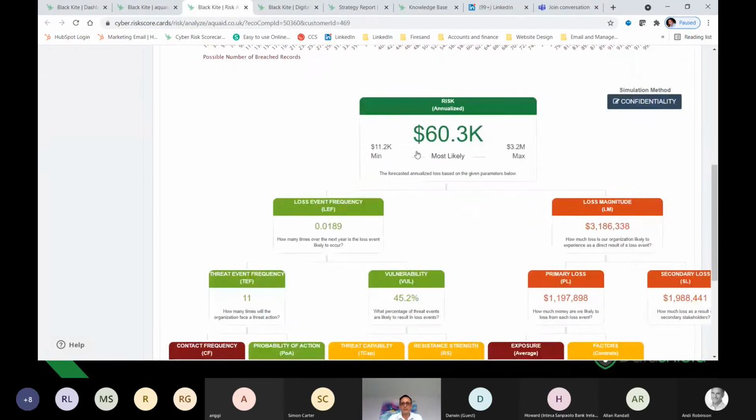And for this organization, it's saying they have a 60,000 potential annualized risk is most likely, but their maximum loss magnitude is 3.2 million. So if I was dealing with this particular supplier, I'd want to make sure they had sufficient cybersecurity, or I had sufficient cybersecurity insurance to cover a potential loss of 3.2 million through that particular organization.